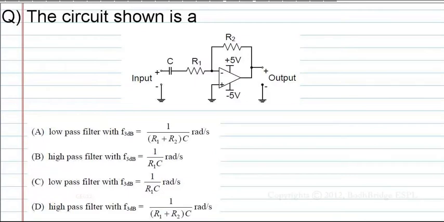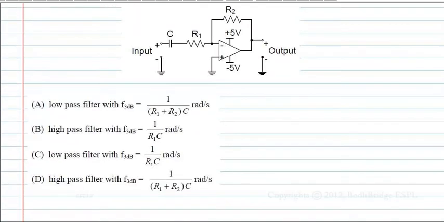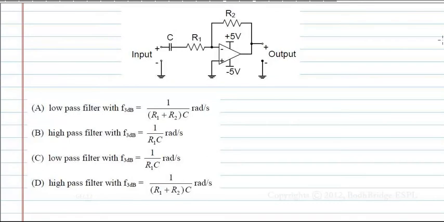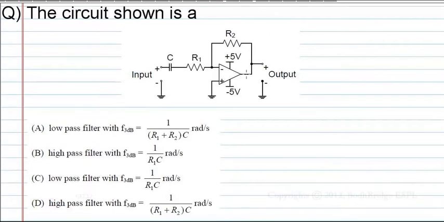The circuit shown below is a. The options are: low pass filter with 3 dB frequency equal to 1 by (R1 plus R2) into C radian per second; high pass filter with 3 dB frequency equal to 1 by R1 into C radian per second; low pass filter with 3 dB frequency equal to 1 by R1 into C radian per second; and the fourth option is high pass filter with 3 dB frequency as 1 by (R1 plus R2) into C radian per second. Okay, this is a simple question if you know the theory.